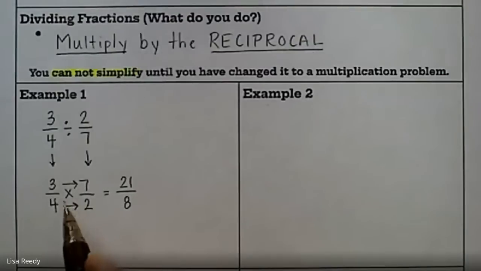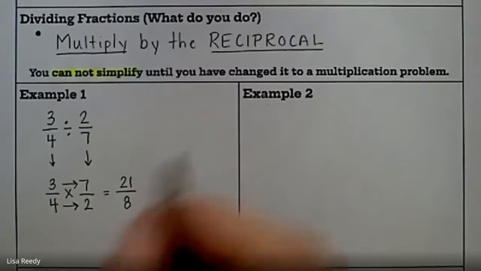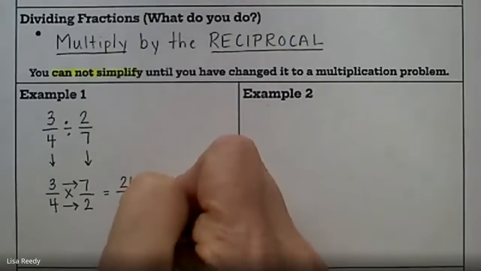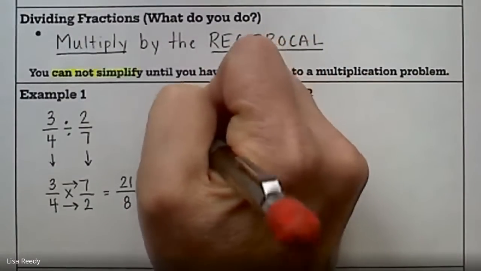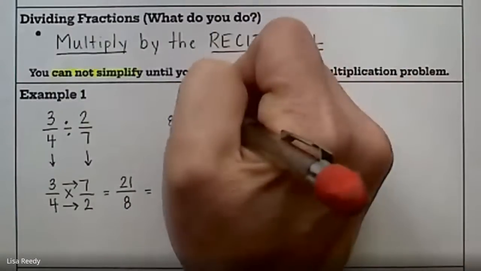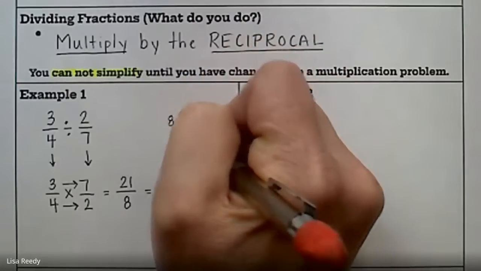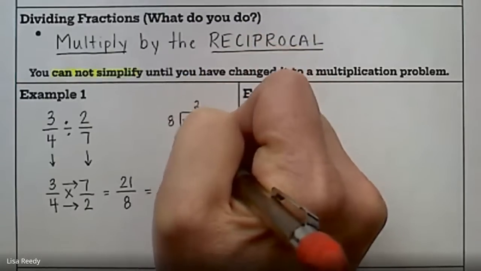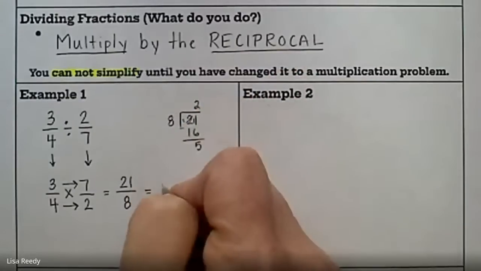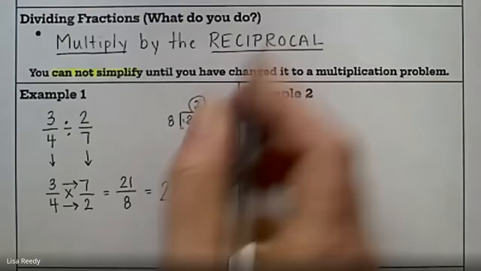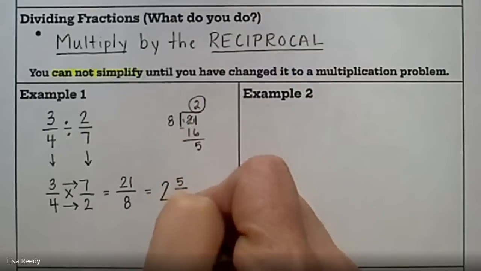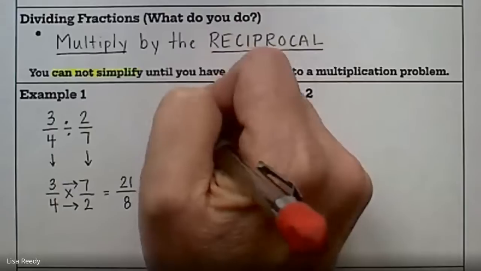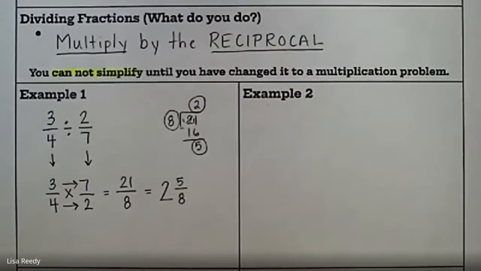And if everything was simplified here, the only thing you should ever have to do at this point is change an improper fraction to a mixed number, which you will have to do. 21 divided by 8. 8 goes into 21 2 times. That's 16. Subtract, you get 5. So my mixed number is 2 because it's 2 whole times, and 5/8 because there is 5 left over and you're dividing them into eighths. So 2 and 5/8 is the answer. So that is how many times 2/7 goes into 3/4.